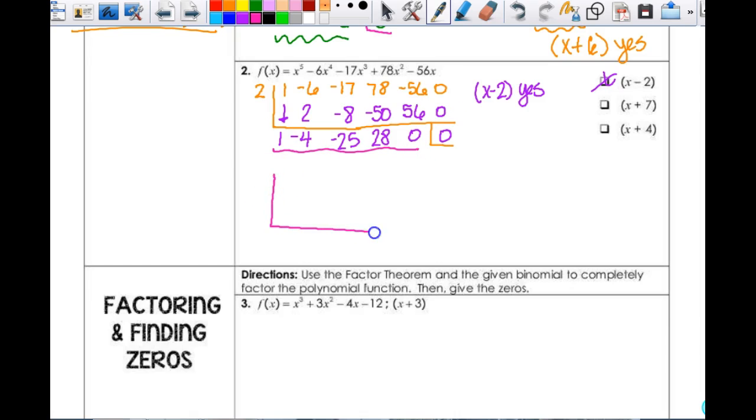So inside here, I'm going to have 1, negative 4, negative 25, 28, and 0. And that 0 is important, so make sure that you're using your placeholders because that's a very common mistake. On the outside, we're going to have the negative 7. So bring this down. This is 1, negative 7, negative 11. 7 times negative 11 is what? 77. So 77 minus 25, 52.